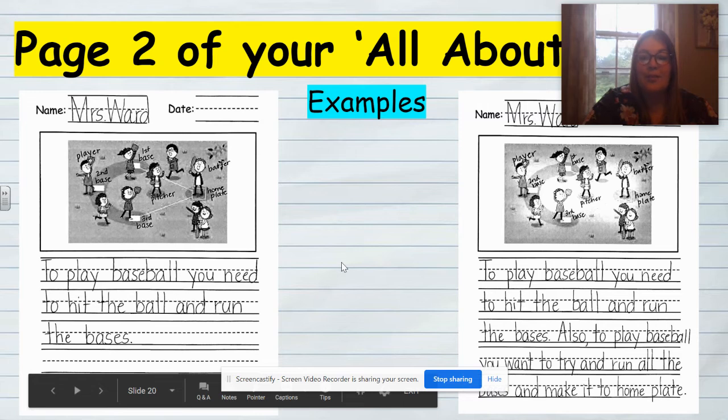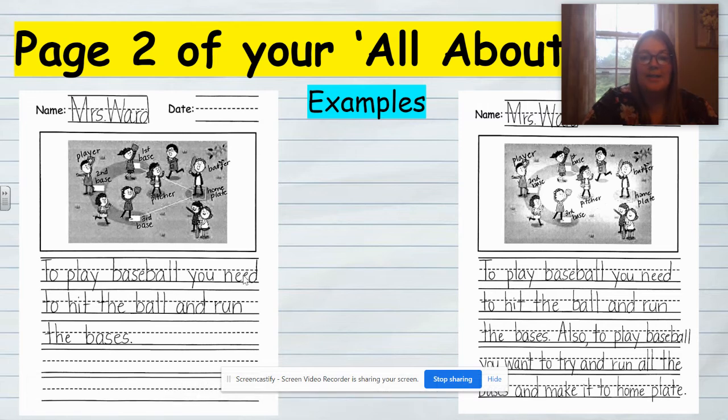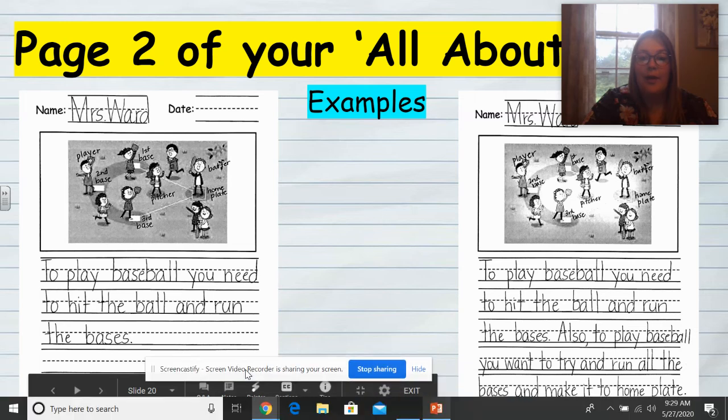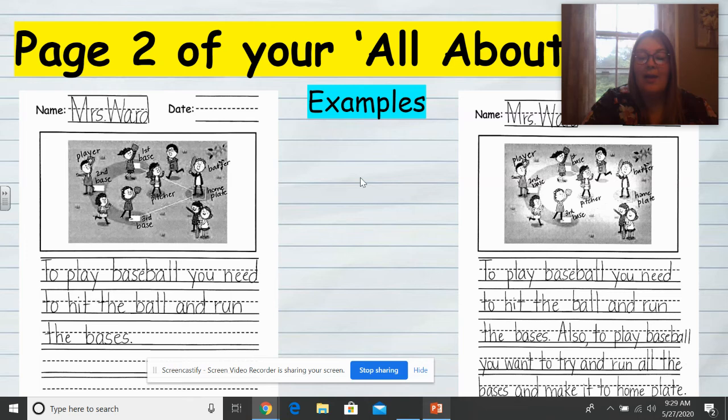Here are some examples that I did. In one, I didn't use all the information in my box, and in one I used more information in my box, and I wrote more sentences. This was the one that I shared before, but it says, to play baseball, you need to hit the ball and run the bases. And then the other one that I wrote says, to play baseball, you need to hit the ball and run the bases. Also, to play baseball, you want to try and run all the bases and make it to home plate. And again, sketch and some labels.